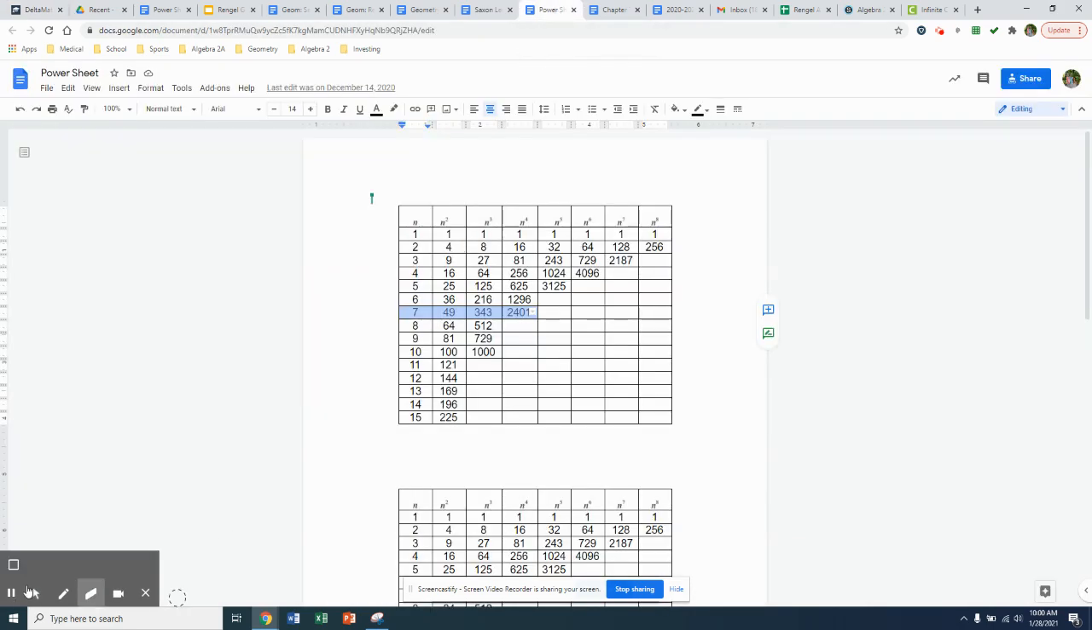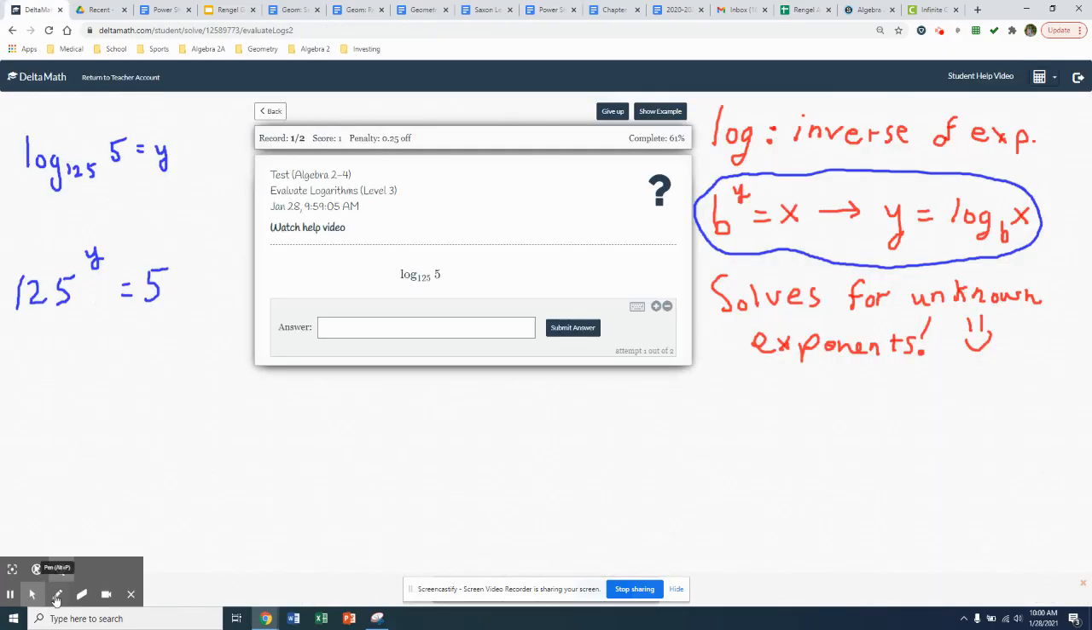So here's where the power sheet comes in handy. So you go to the power sheet. 5 and 125 are both numbers that can be written with a base of 5. So I can rewrite 125. 125 is the same as 5 to the 3rd power. So I'm just going to rewrite it. It's still 125. It's still worth 125, but I'm just rewriting it as 5 to the 3rd.